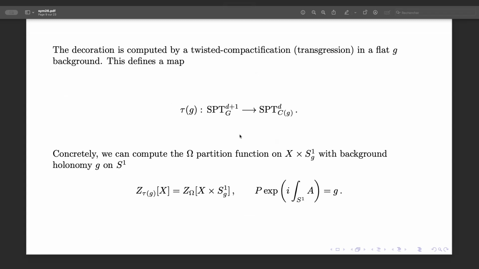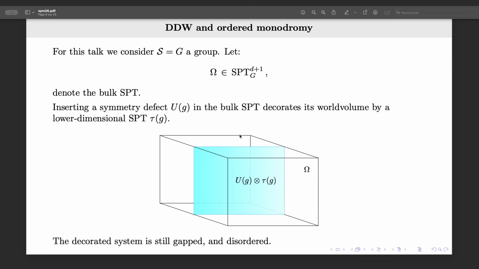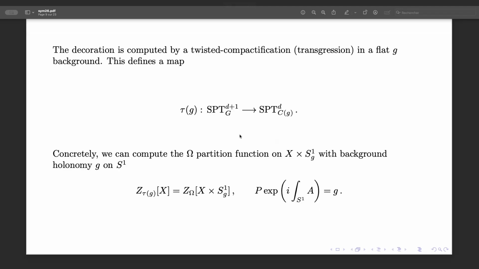And to compute the correction, you perform a twisted compactification, in high energy language. So you take a flat gauge background with a circle, you put a holonomy g on the circle. When you compactify, the SPT action gives you the action tau of the SPT that's being stuck on U_G.